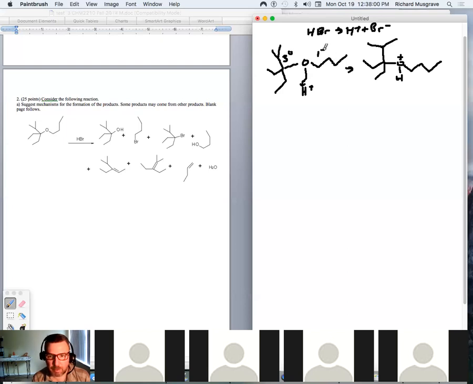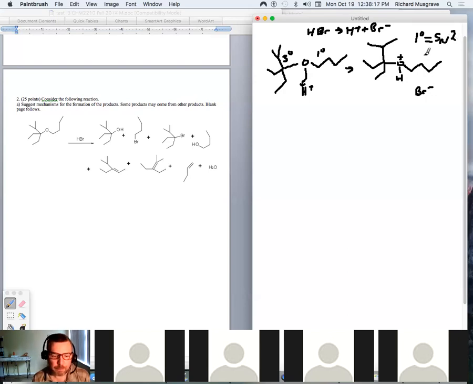And on this side, we've got the primary side. Is anybody uncertain about what I mean by tertiary and primary in this context? Okay, so since this is primary, this is going to be an Sn2 process, which means it's going to... I do have a question about that.